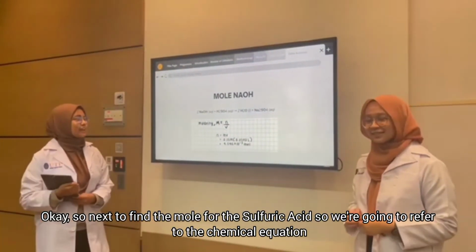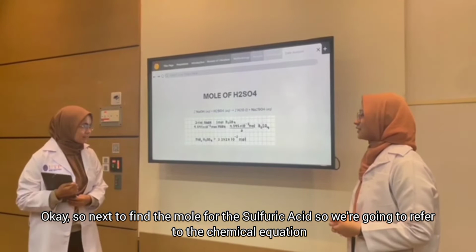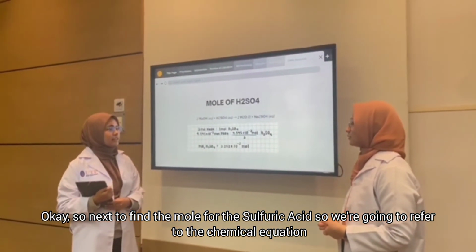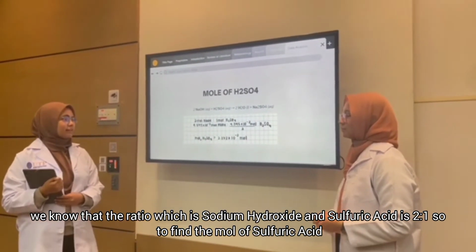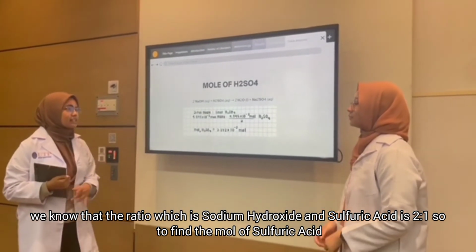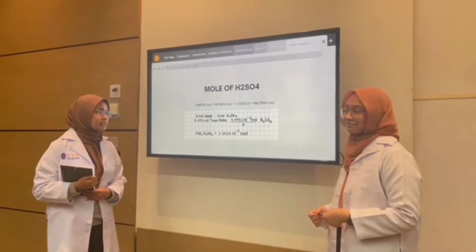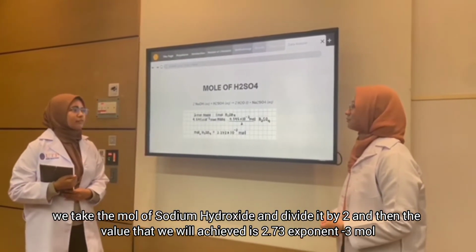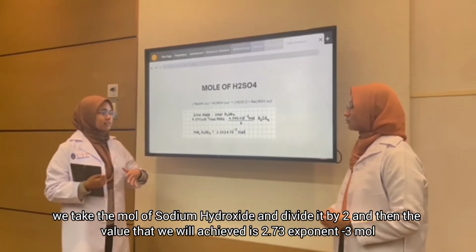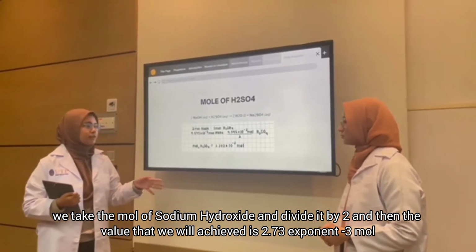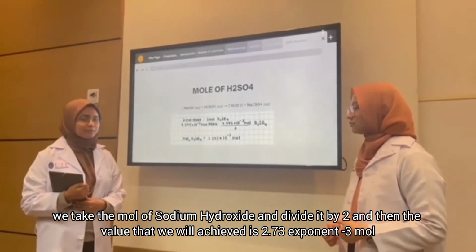Okay, so next we're going to find the mole for sulfuric acid. We're going to refer to the chemical equation. We know that the ratio between sodium hydroxide and sulfuric acid is 2:1. So to find the mole of sulfuric acid, we take the mole of sodium hydroxide and divide it by 2, and then the value that we will achieve is 2.273 × 10^-3 mole.